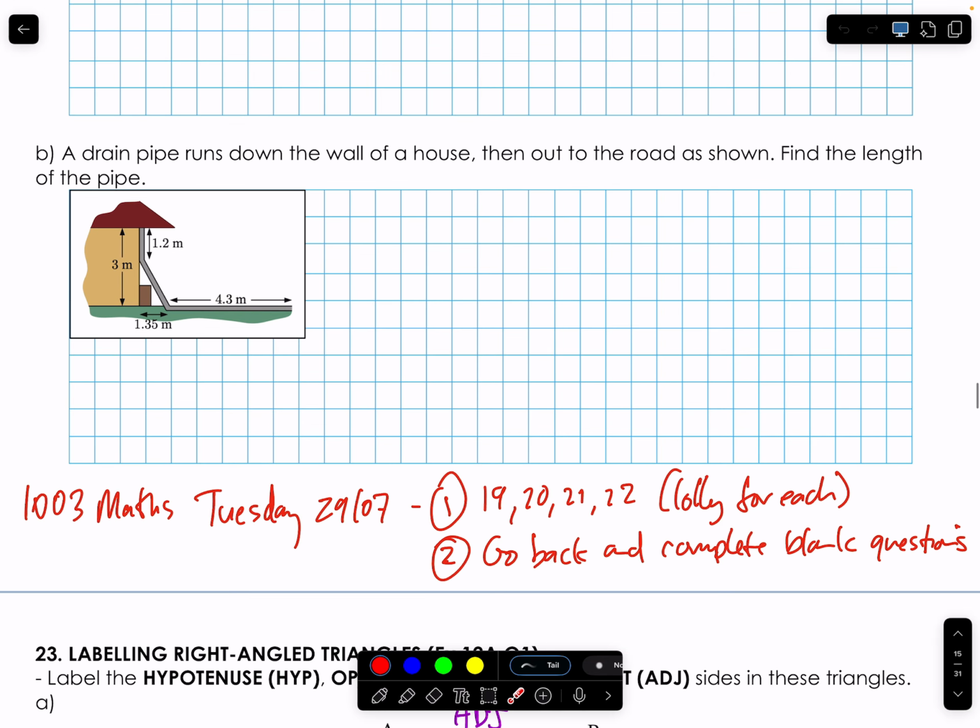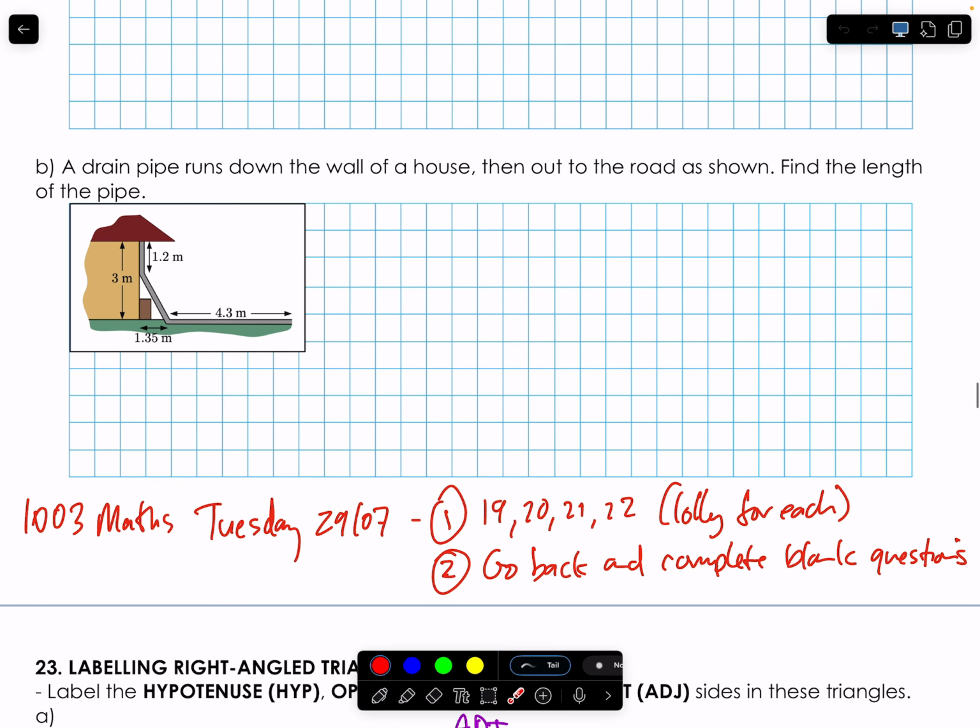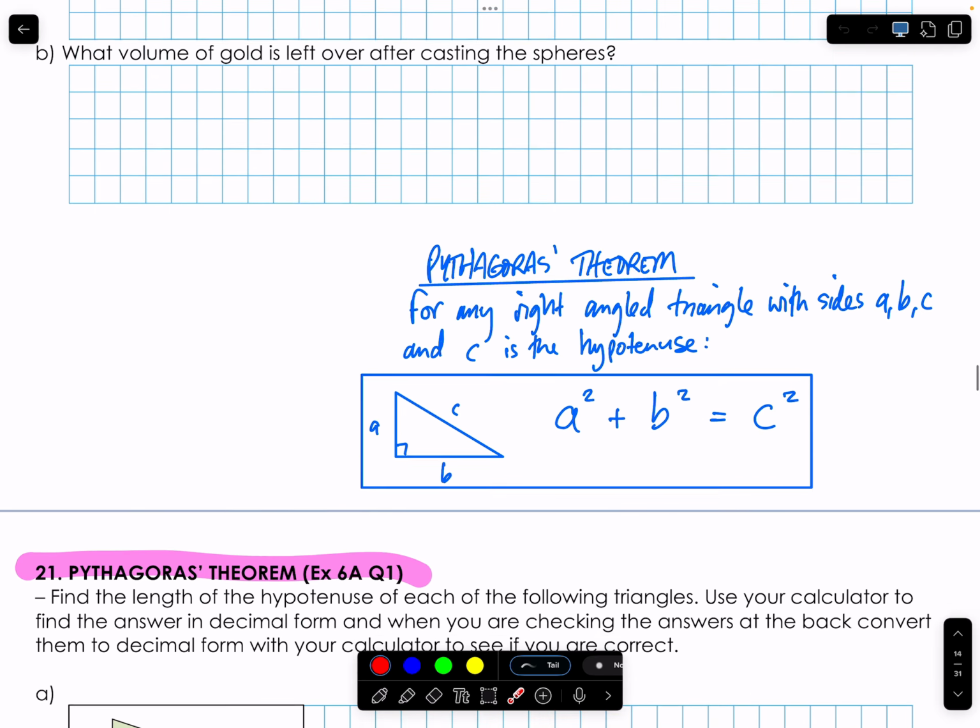If you finish that early, go back and complete blank questions because I'm collecting these booklets for marking soon.